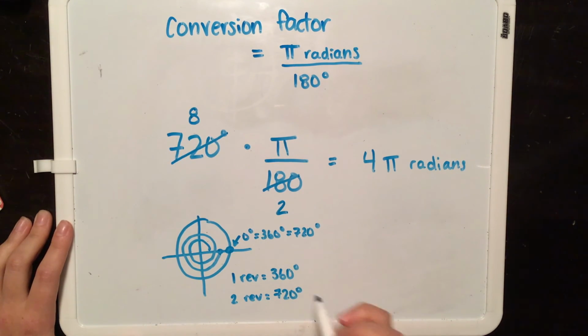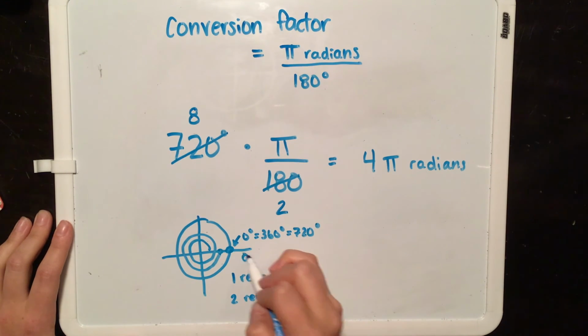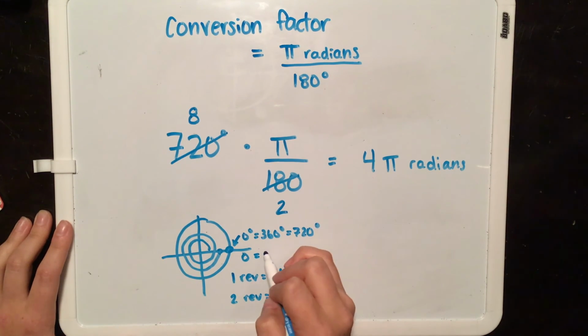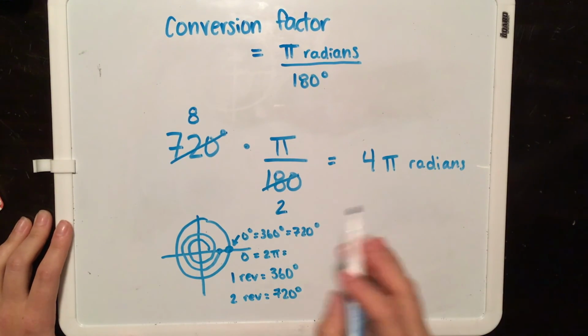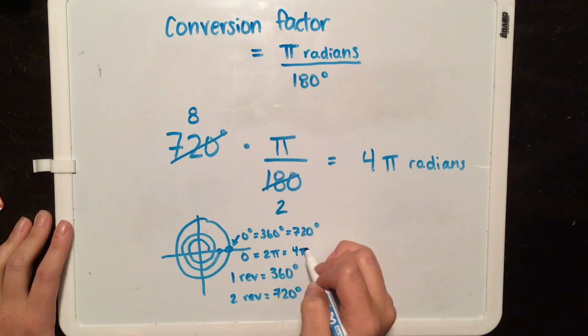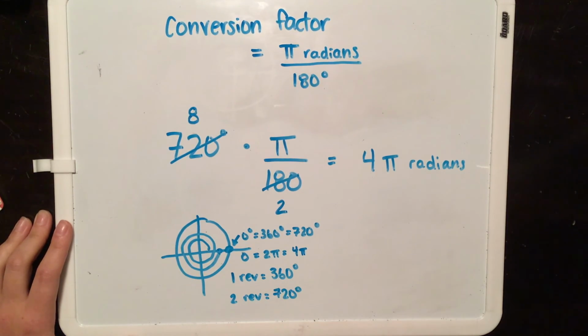It's the same when we convert to radians. We start at 0 radians. 2 pi radians is 1 revolution, and 2 revolutions, as we calculated, is 4 pi radians.